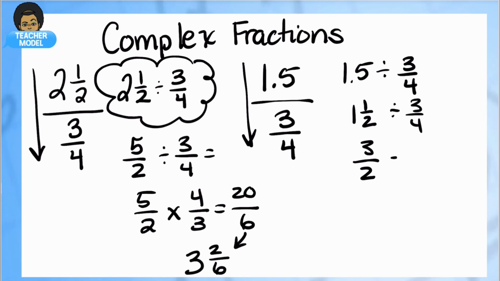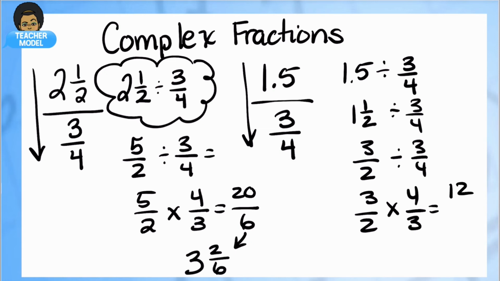3.5 divided by 3/4 is the same as 3.5 times the reciprocal. And we have 12 over 6. Change that back to a mixed number and you get 2. And there you have it, math marbles.